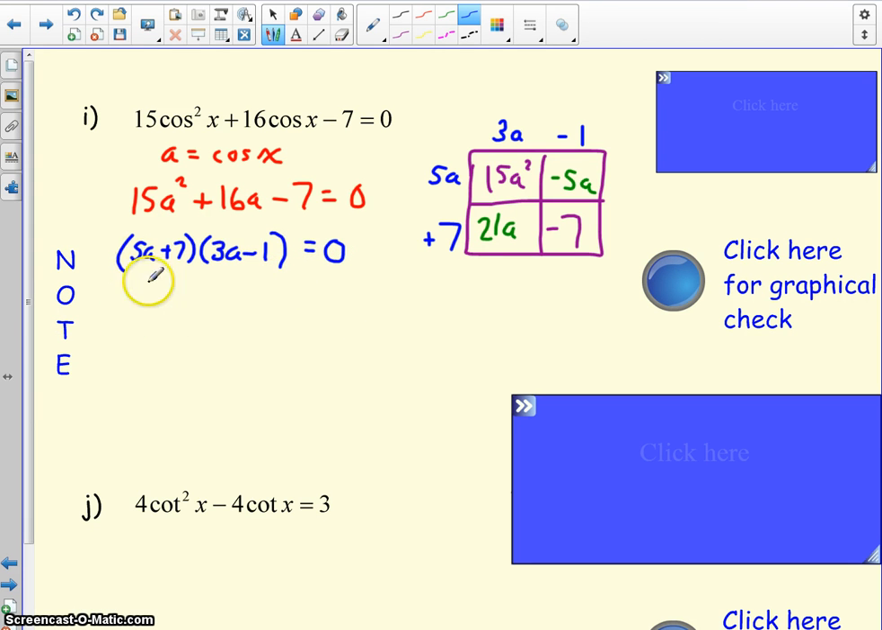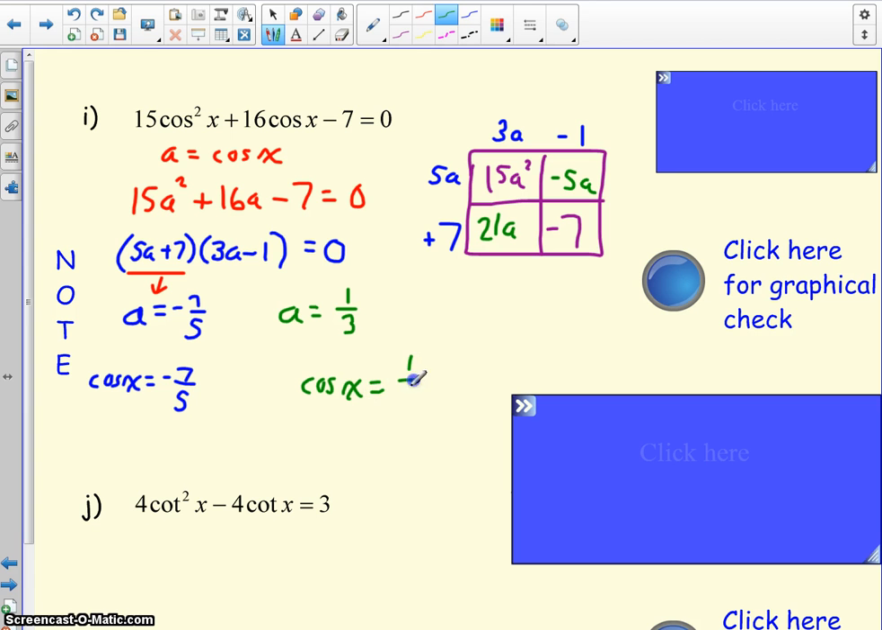So this would mean that using this, if 5a plus 7 would be equal to 0, or a equals -7 over 5, or 3a minus 1 equals 0. Okay, so that one leads to there. 3a minus 1 equals 0, which means that a equals 1 over 3. Okay, and what this gives us is 2 different equations that we need to solve. So now, unfortunately, we can't ignore the fact that we originally had cos x in there, not a. So we make that substitution back in. So we'll say that now we have cos x equals -7 over 5. And cos x equals 1 over 3.